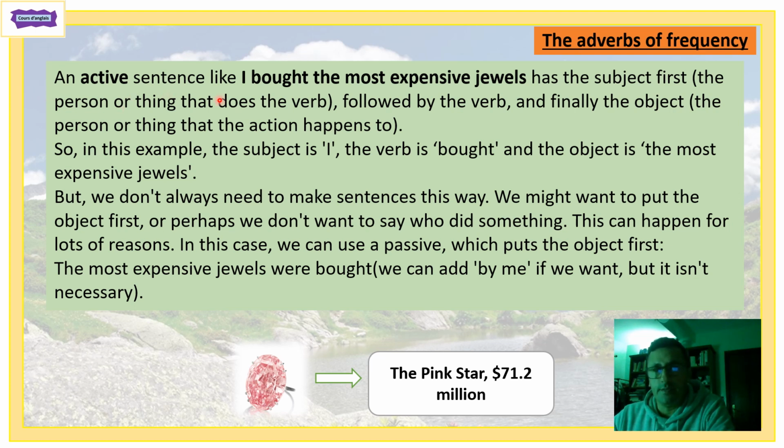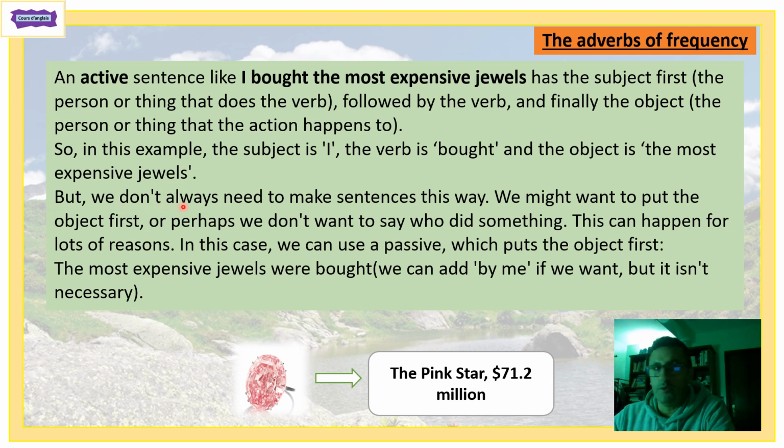An active sentence like I bought the most expensive jewels has the subject first, the person or thing that does the verb, followed by the verb, and finally the object, the person or thing that the action happens to. So, in this example, the subject is I. The verb is bought. And the object is the most expensive jewels.